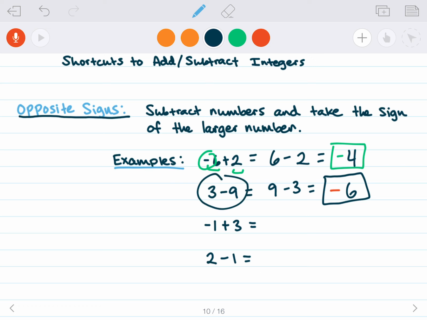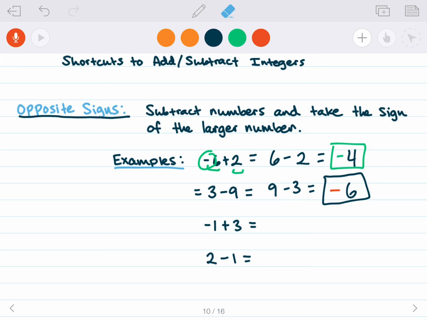Another way you can write 3 minus 9 is negative 9 plus 3, right? Because 3 is positive, as it is here, it's just not written, and 9 is negative, as it is here. So that's another way you can write it. You can think of being at negative 9 on the number line and going 3 units to the right. So our answer here is negative 6.